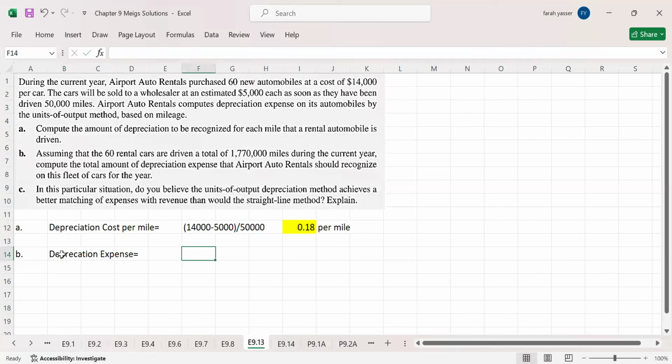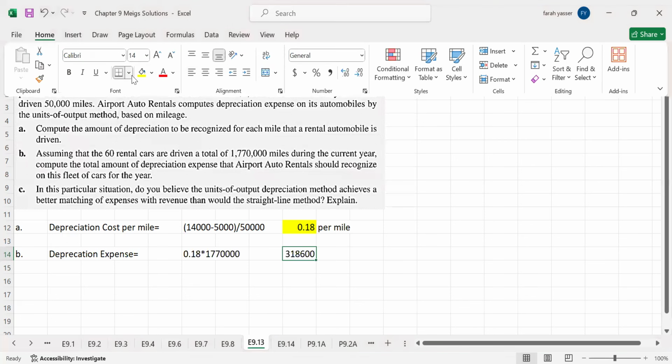And the depreciation expense cost per mile is just what we have calculated, 0.18. Now we are going to multiply it by the total miles driven during the current year, which is 1.770 million. So the depreciation expense is this one. Total depreciation expense is 318,600.